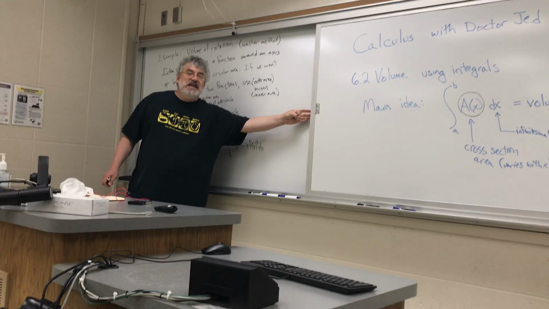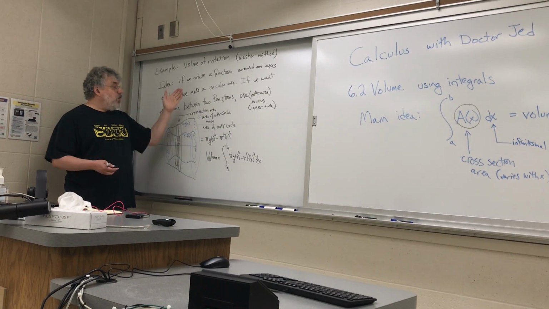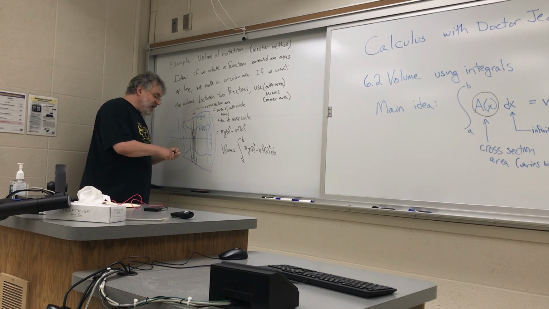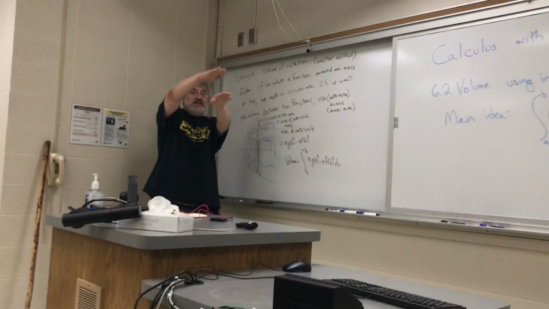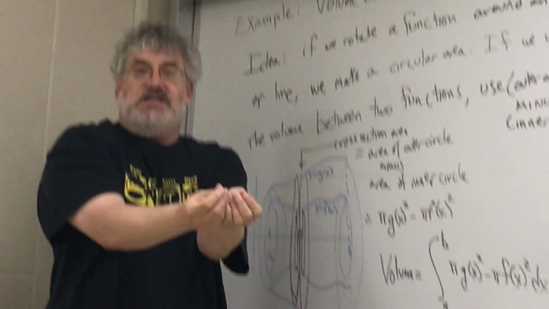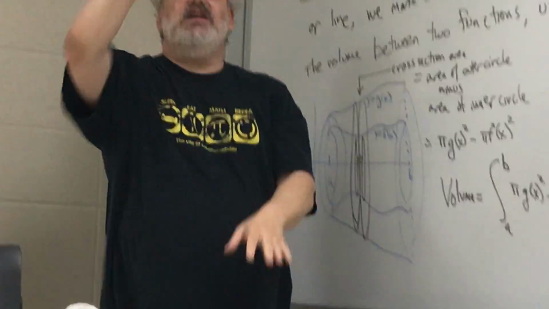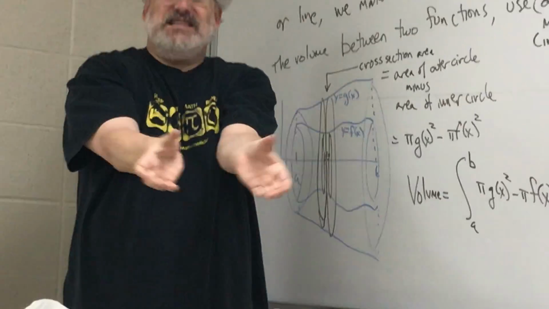The idea here is we're going to take a function and rotate it around an axis. I'm going to use my hands to describe this. If you take this and rotate all the way around, you get a circular disc. Now if I take a second one and rotate around, the stuff in between is kind of like a washer.